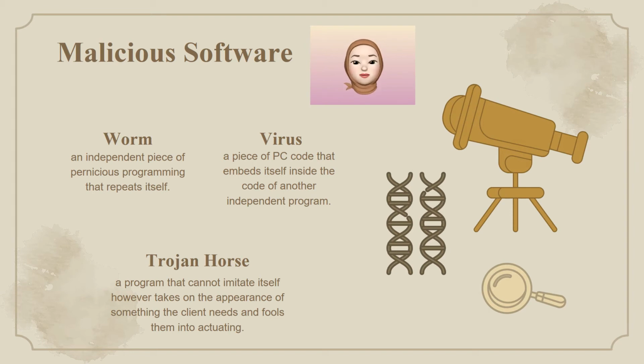The second malware is a virus. A virus is a piece of computer code that inserts itself inside the code of another independent program, then forces that program to take a malicious action and spread itself. The last malware is the Trojan horse. A Trojan horse is a program that cannot replicate itself, but takes on the appearance of something the user wants and fools them into activating it so it can do its harm and spread.